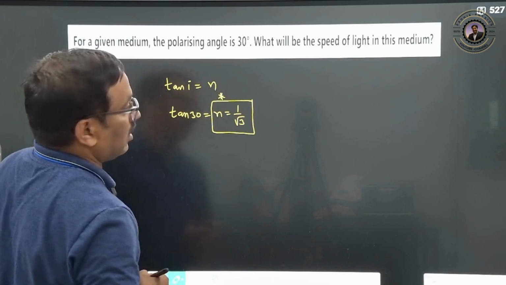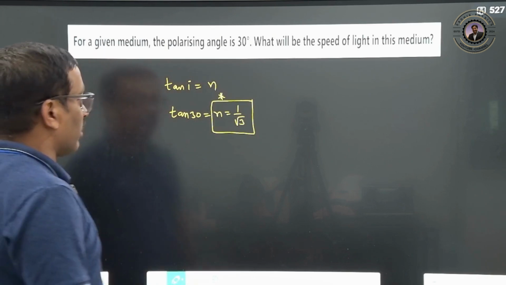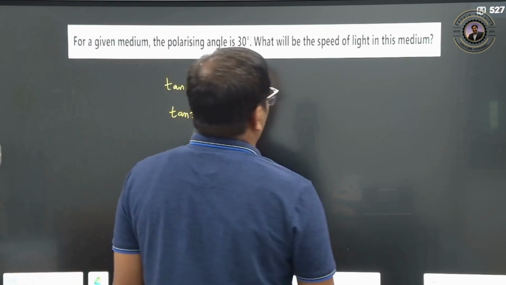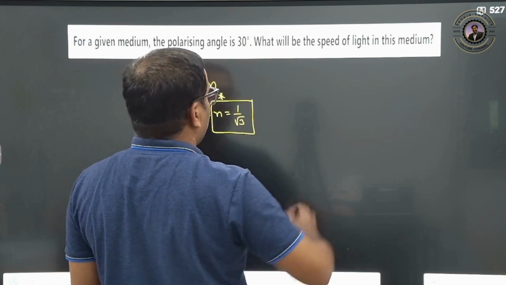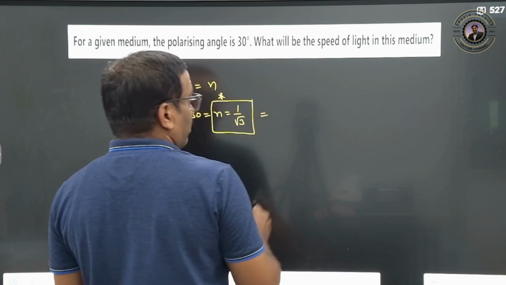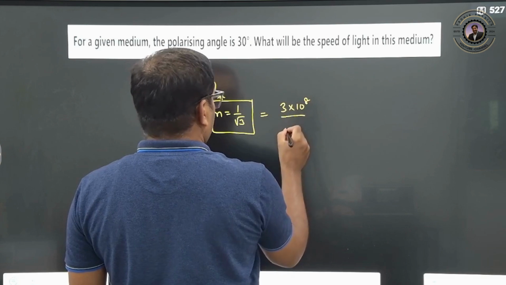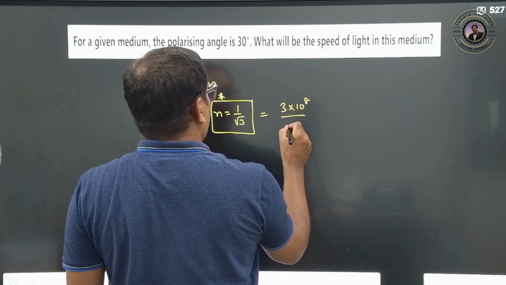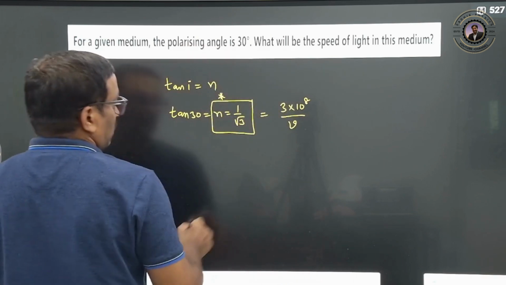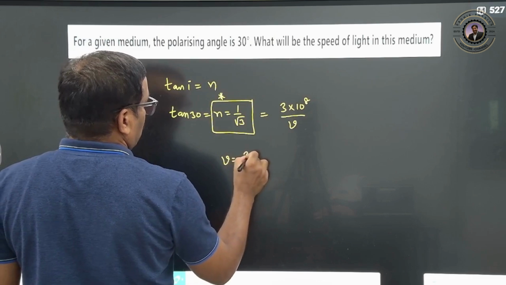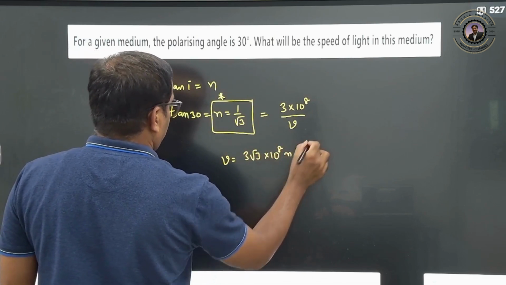So sin 30 is 1 by 2, cos 30 is root 3 by 2. So 1 by 2 gets cancelled out. Root 3, right? 1 by root 3. Clear? So I got the refractive index now. Therefore the speed of light in the medium: refractive index can be written as speed of the light in air, 3 into 10 to the power of 8, divided by the speed. Clear? So v is equal to 3 root 3 into 10 to the power of 8 meters per second.